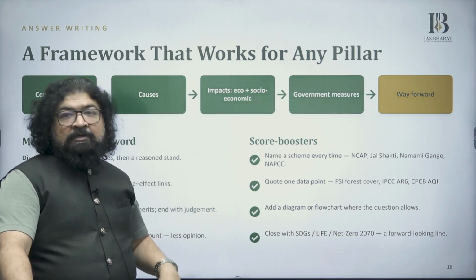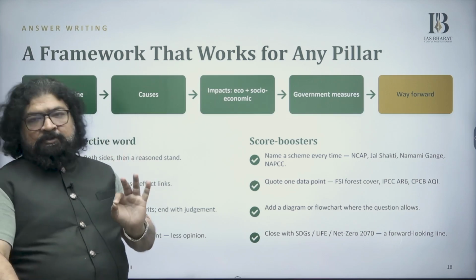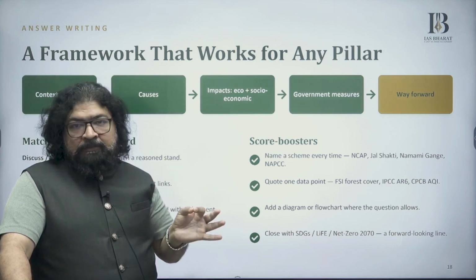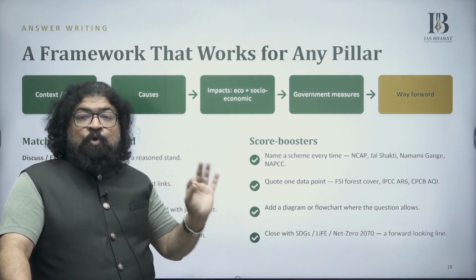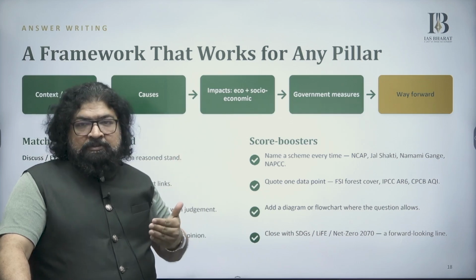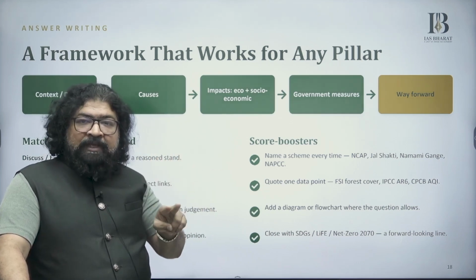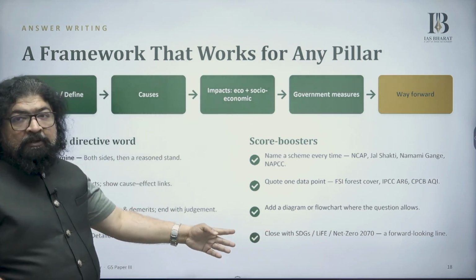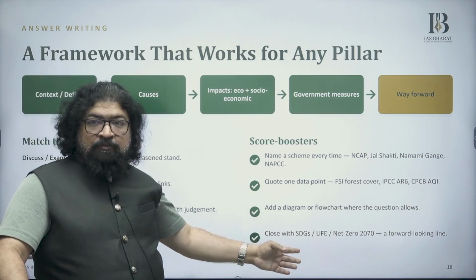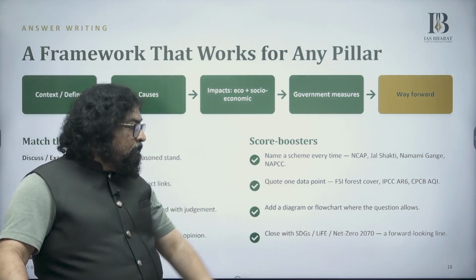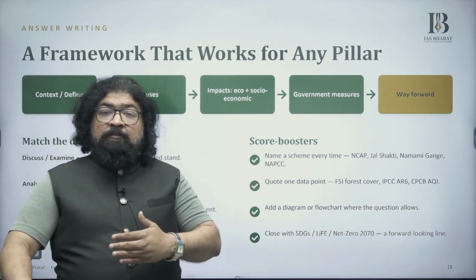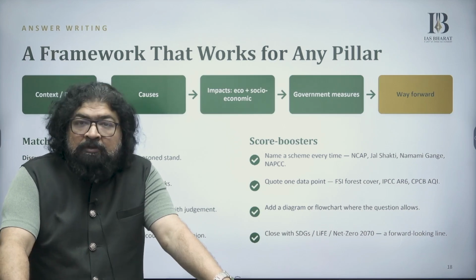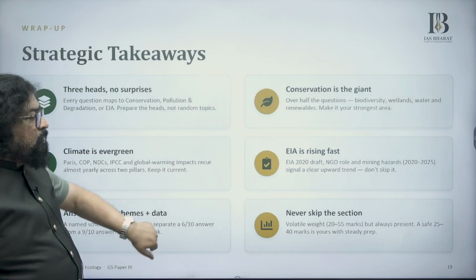And then closing with Sustainable Development Goals is very, very important. When you conclude the answer, you should bring in sustainability and the SDGs. You should remember it, and depending on the question, you should always focus on SDG goals. So Mission LiFE of the Government of India, Lifestyle for Environment, net zero targets, right? All those should be the forward-looking part of ending your answer, with the conclusion, way forward or suggestions. So these are very, very important.